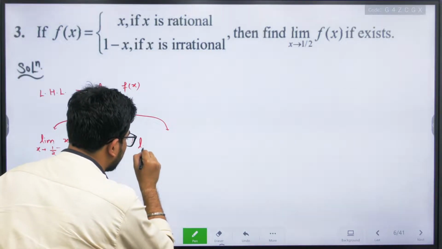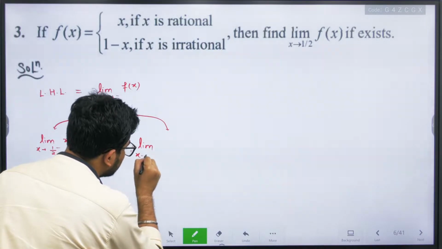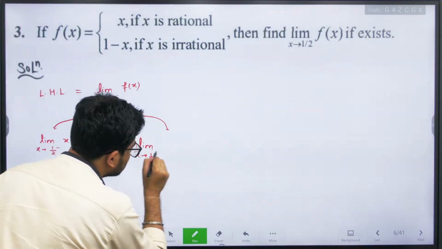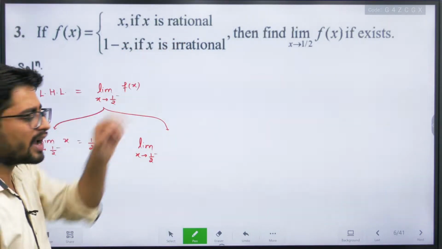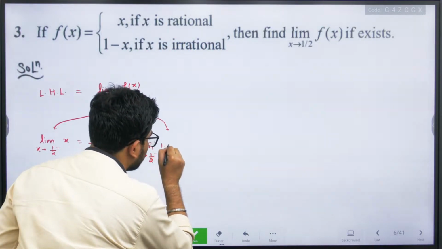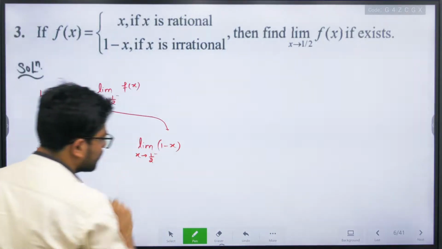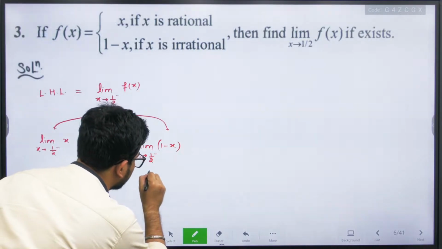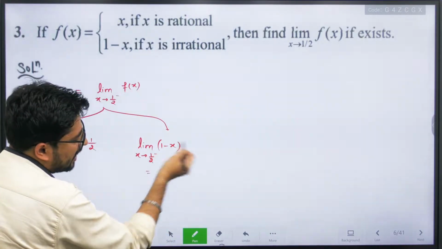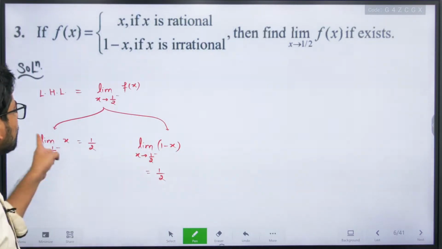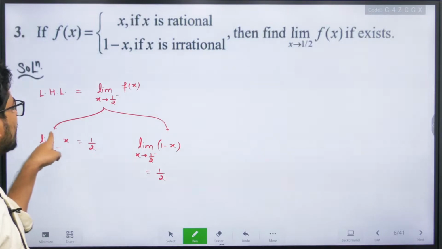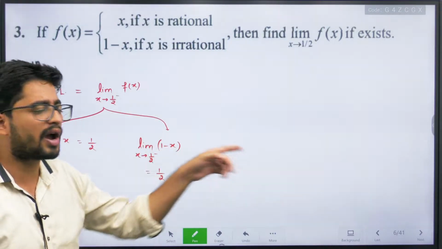Similarly, whenever x tends to half minus and x is irrational, then your function is 1 minus x. So this limit is 1 minus half, that is half again. So in both cases, your limit x tends to half minus is half.